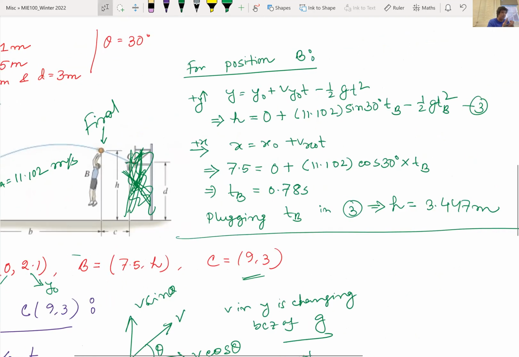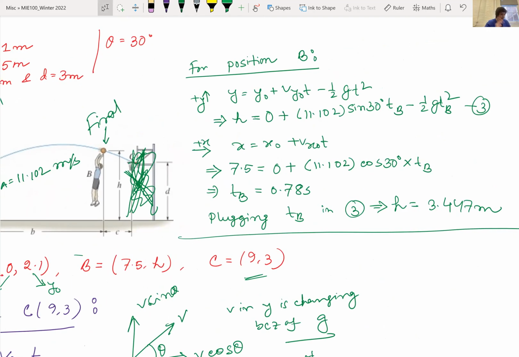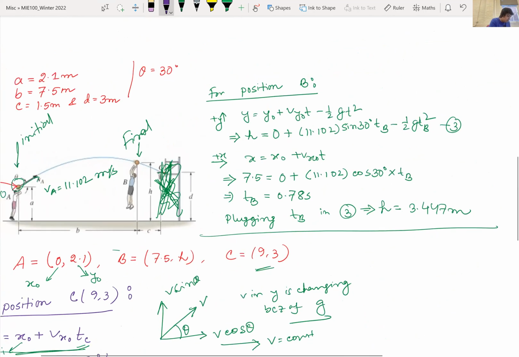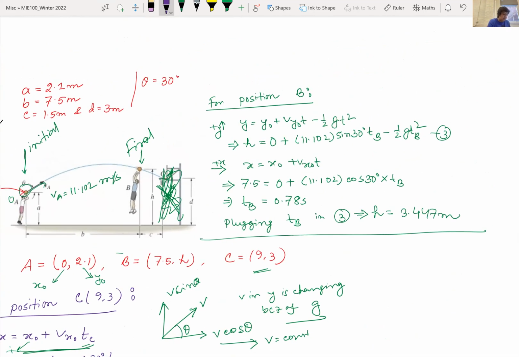I have applied the Y equation first and X second. It really doesn't matter what order you do, just do it properly, that should be fine. So if I'm taking Y as positive, again for these two points, A and B, I can write the equation for projectile motion in the y direction, very similarly to the previous one. Only this time I'm considering TB as the time to reach B. Very similarly, I can write the projectile motion in the x direction.